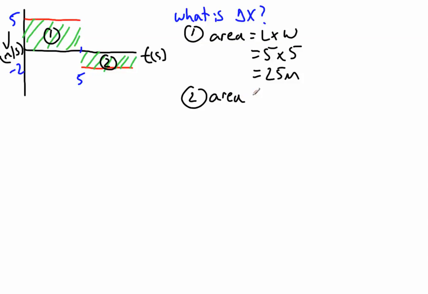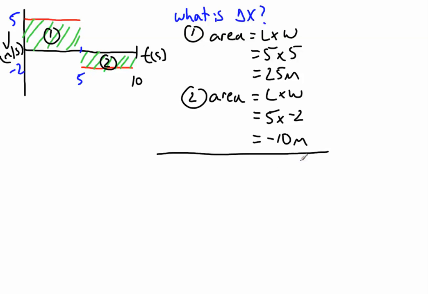Here the area again is equal to length times width, but we have a different rectangle. And here the length is, let's say that's 10 seconds there. So again, from 5 to 10 seconds is a total of 5 seconds. But now the width, from here to here, is negative 2 meters per second. And so that comes out to a displacement of negative 10 meters during that time interval. Well, the displacement of the object during the whole motion then is the combination of those two, or 15 meters. So the displacement of the object is 15 meters.